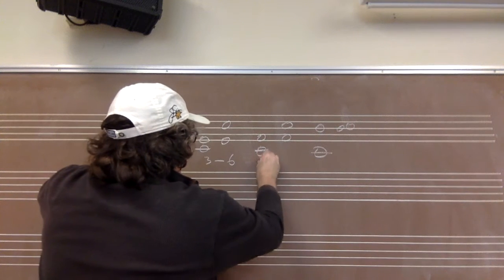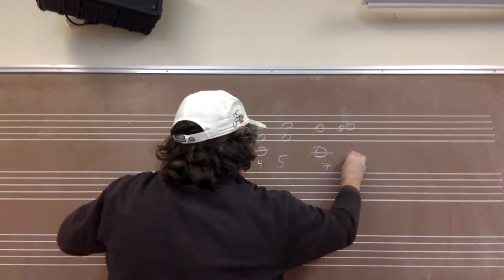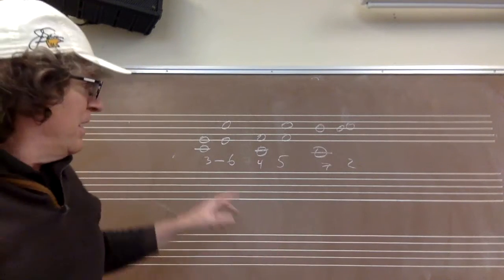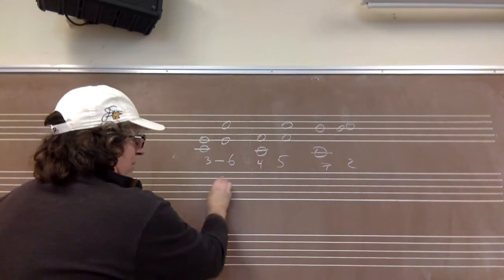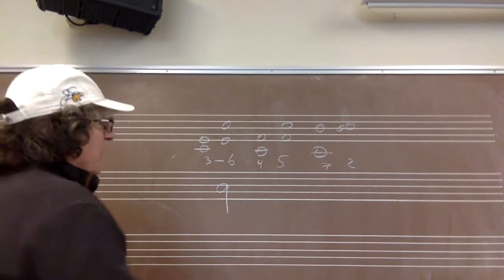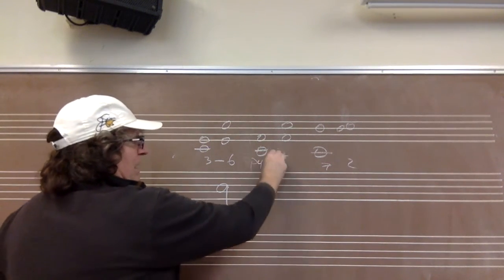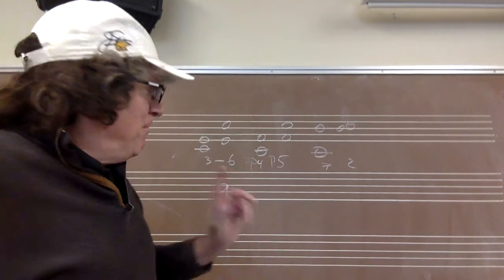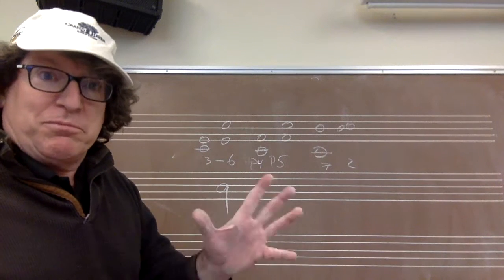4 becomes a 5. 7 becomes a 2. They all add up to 9. So anytime you invert an interval, you sum them up, they're going to equal 9. That's interesting. But let me show you something else that's interesting. A 4th is a perfect interval, and it becomes a perfect interval. So perfect intervals just become perfect intervals. But the other intervals do something sort of magical.